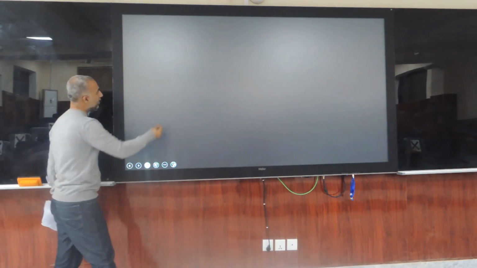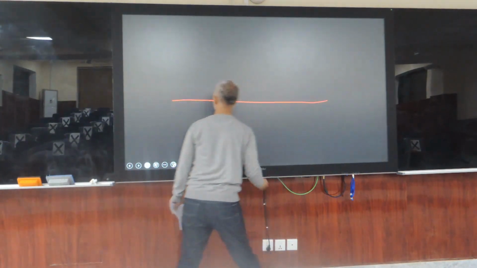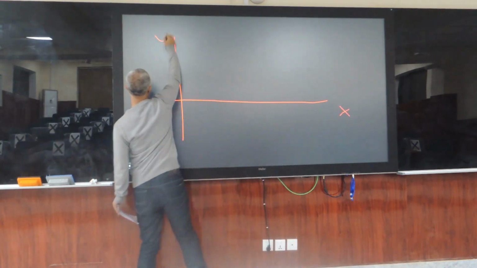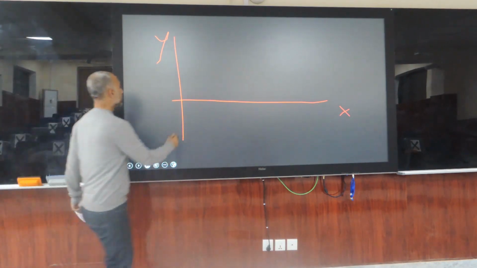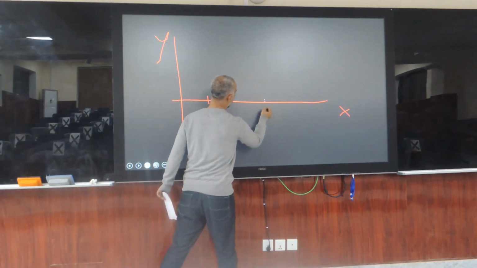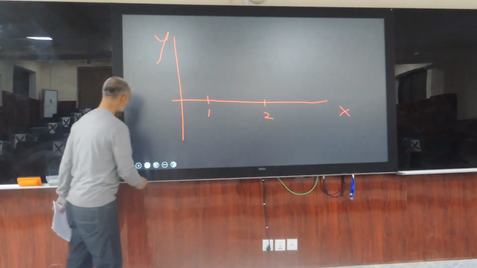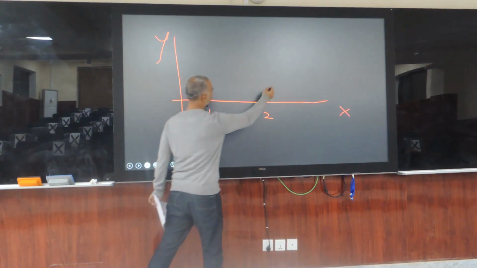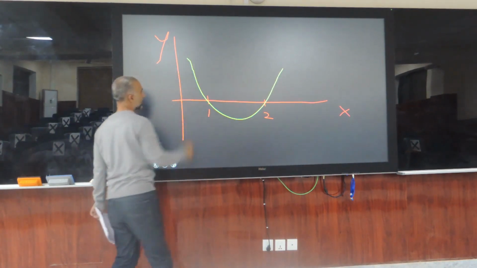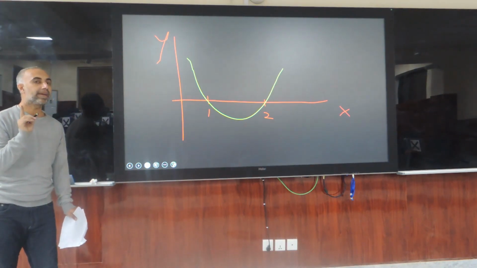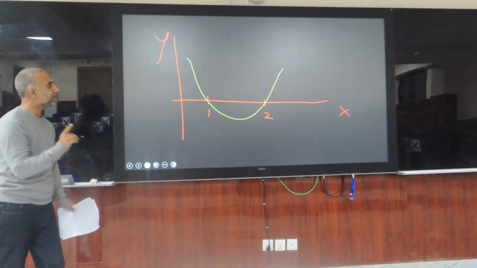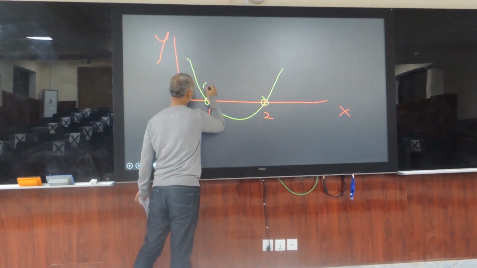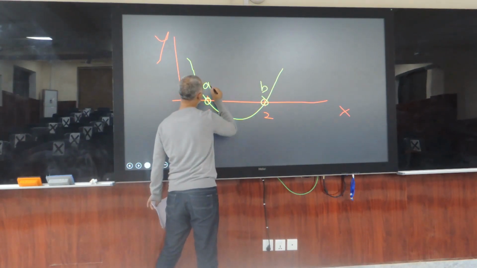If we plot it on a real line, on the x-axis and y-axis, suppose 1 and 2. Let me make a curve like this, for example, join, change. Remember, I told you people that the function is continuous from a to b, and differentiable.